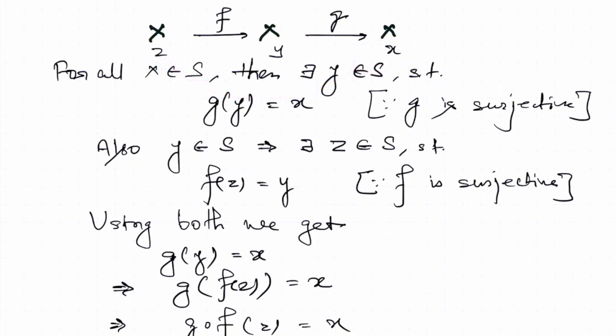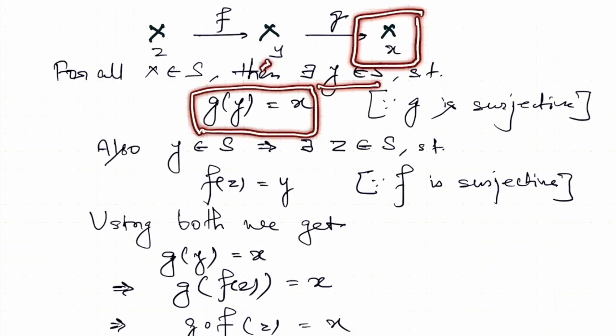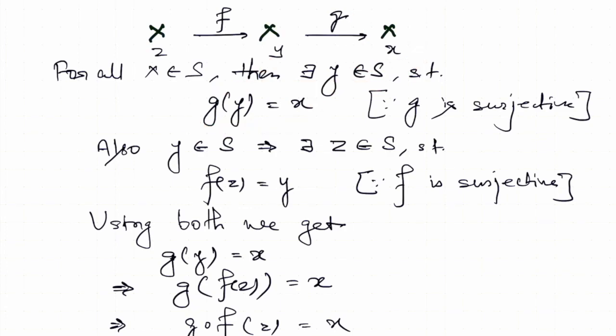So we start with the element here: for all x belonging to X, there exists y belonging to S such that g(y) equals x. Why? Because g is a bijection, so g is a surjection, so every element has a pre-image under g. So the pre-image of x is y. Again y belongs to this set, and f is a bijection, so its pre-image exists. So the pre-image of y is z, so f(z) equals y.